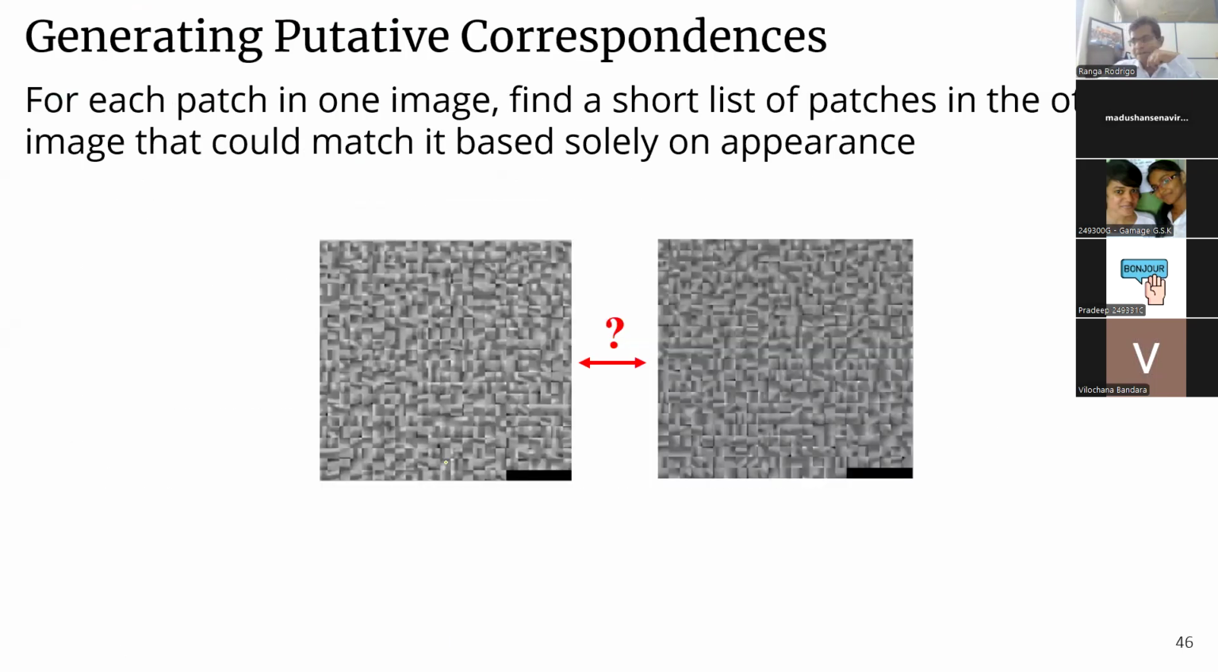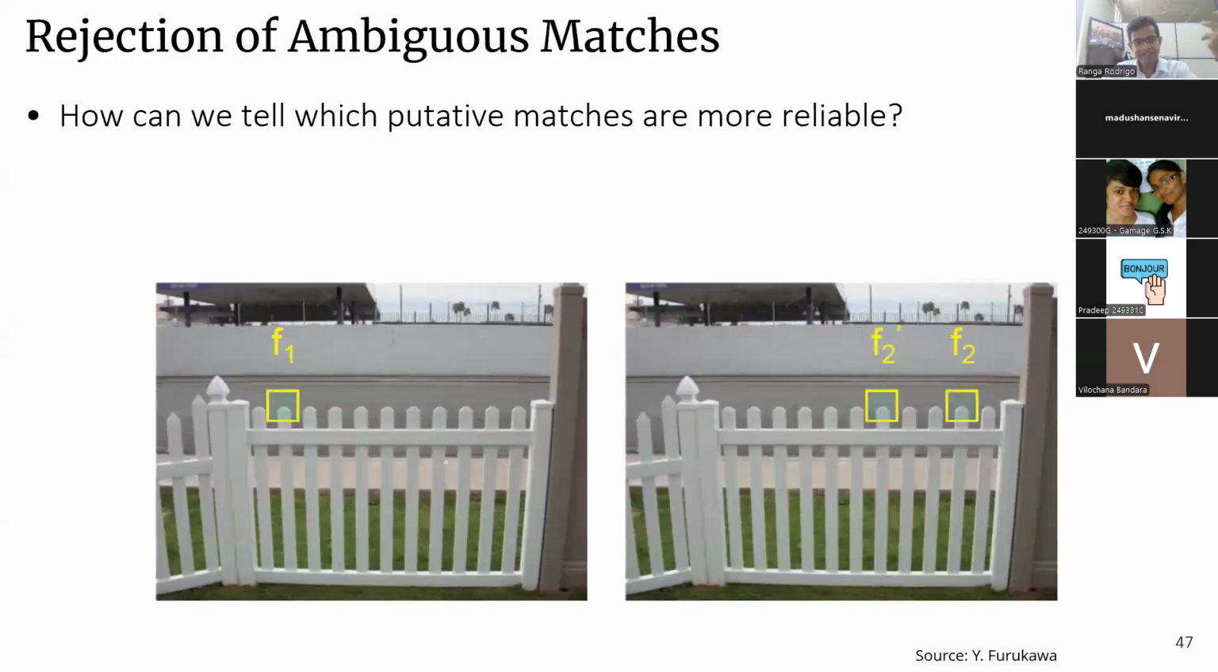Okay, so in this case, we can generate the so-called putative correspondences, that means matches that we think are correct. For each patch in one image, find the short list of patches in the other image that could match it based solely on the appearance. So if we go solely on the appearance, rejecting ambiguities will be a problem, right?